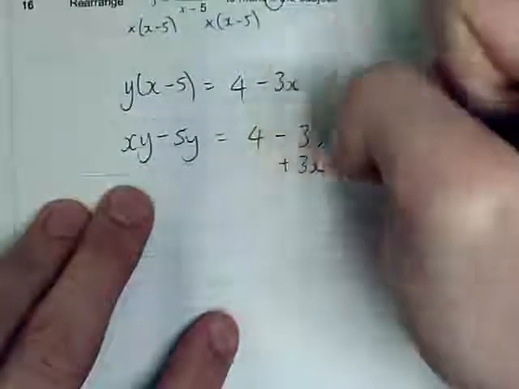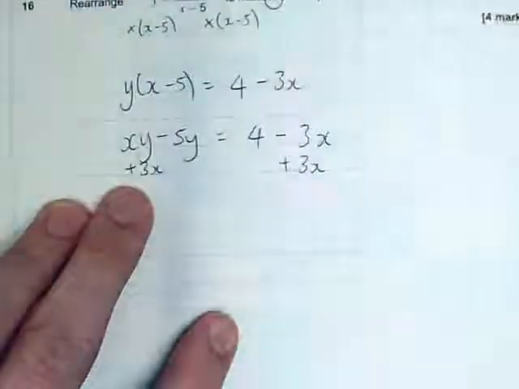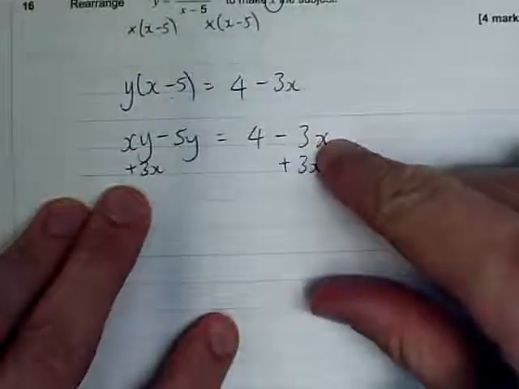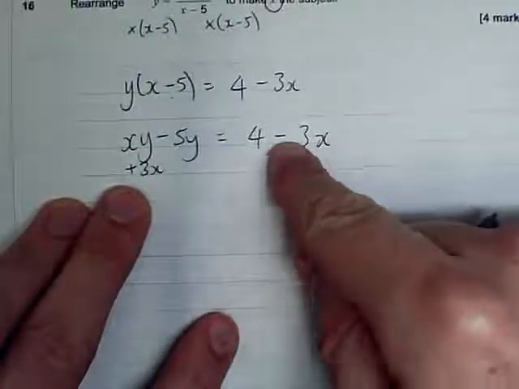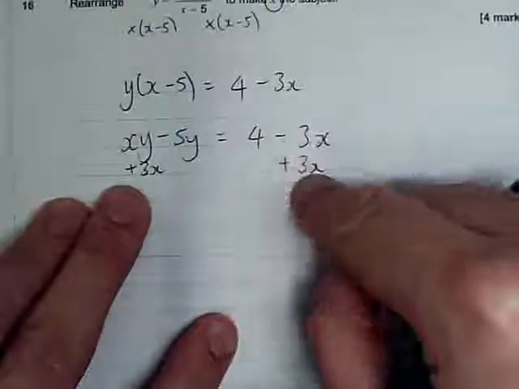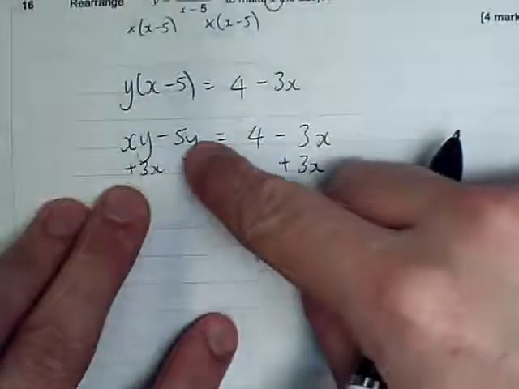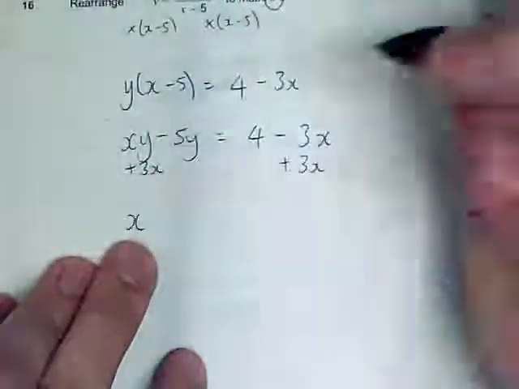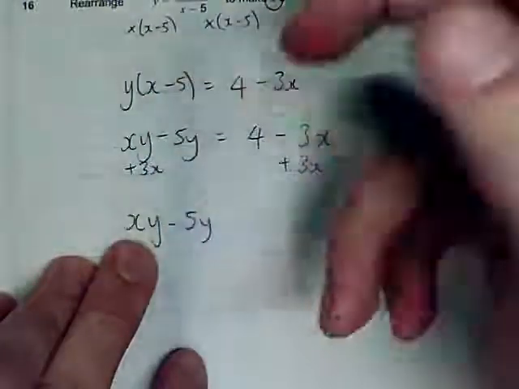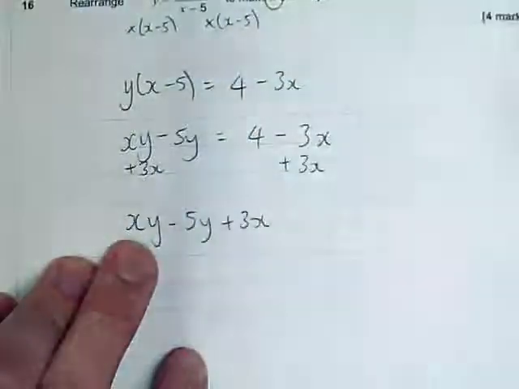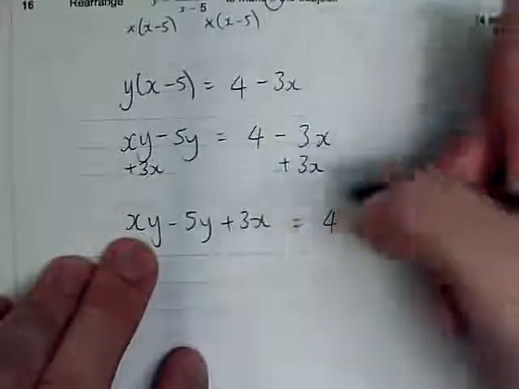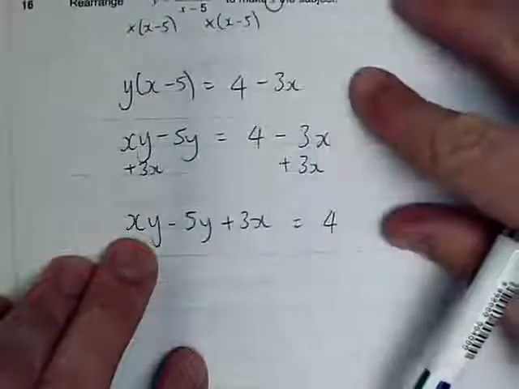So if I add 3x onto both sides, the reason why I started picking on that first is because it's minus, so I don't really like working with the negatives. So if I add 3x to both sides, it will then make it positive. So remember, this bit was there first, so I write that down first, xy minus 5y. Then I've just now gone ahead and added 3x to it. And on the right hand side, I've now just got 4, because remember, this bit is cancelled out.